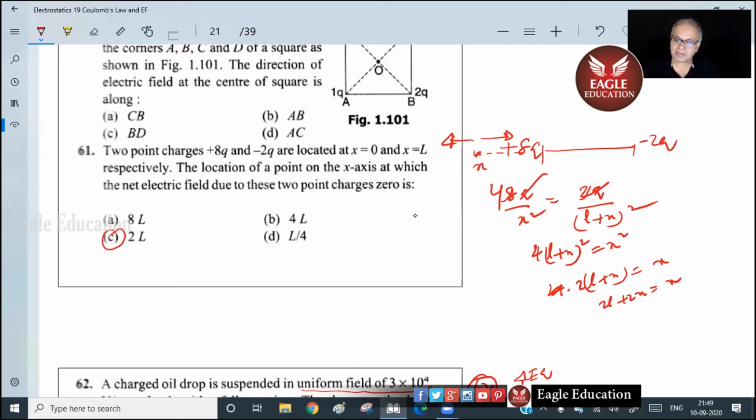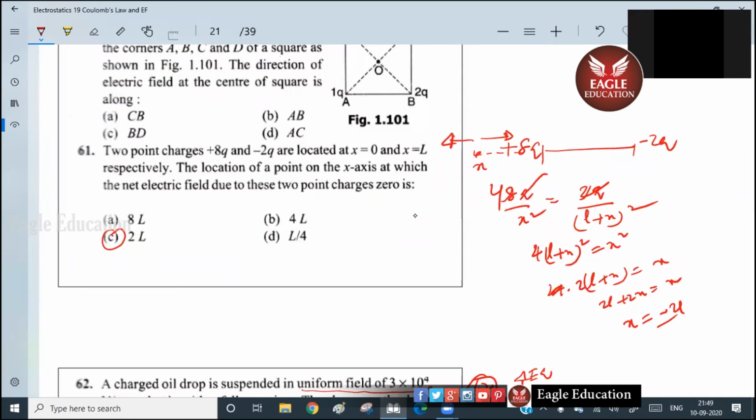So what am I getting? x equals minus 2L. That means this side. Are we getting it right? 2 into (L plus x) equals x, so 2L plus 2x equals x. So minus x equals 2L. Minus 2L means what? Not this side, but L plus L that side. Okay?